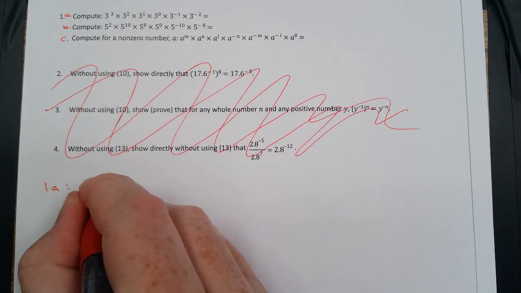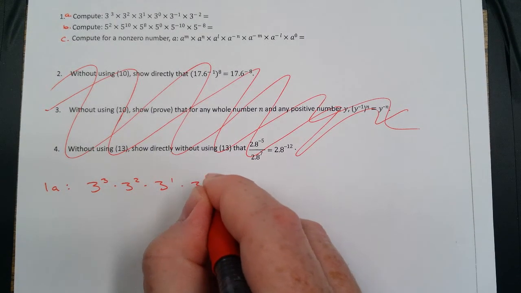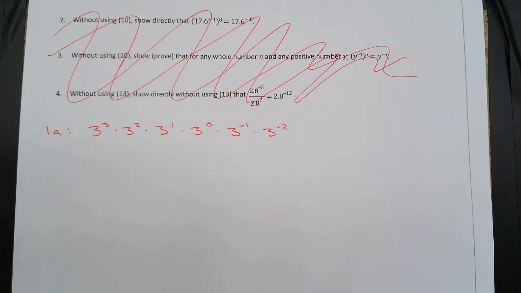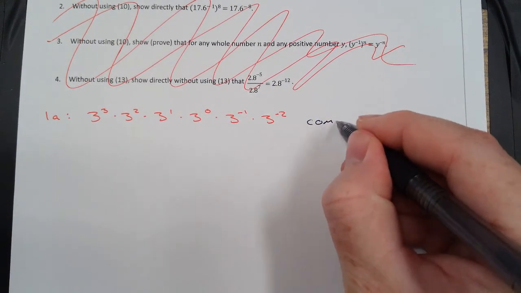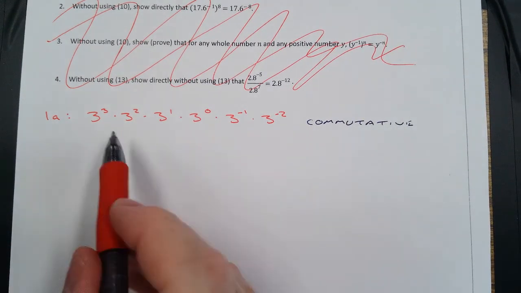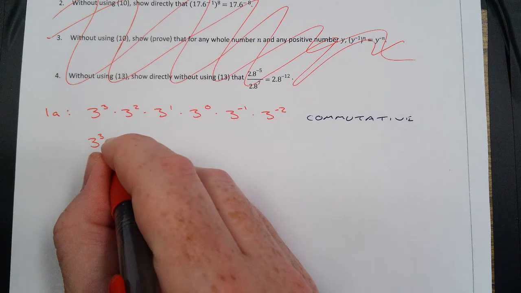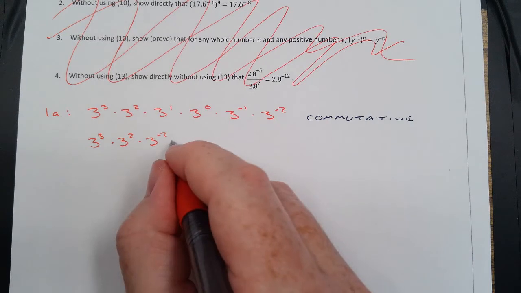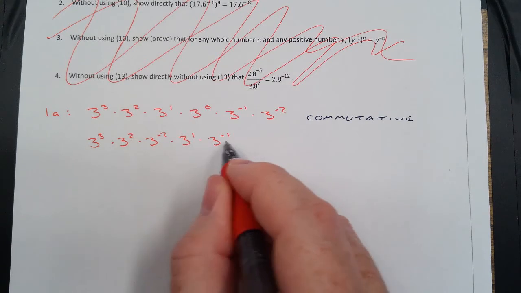1A is 3 to the third times 3 squared times 3 to the first times 3 to the 0th times 3 to the negative first times 3 to the negative second. Now, what I'm going to do to make this easier on myself is use the commutative property. Remember, if everything is multiplication, I can move things around. So I'm going to put the 3 to the negative second next to the 3 to the second, and the 3 to the negative first next to 3 to the first.